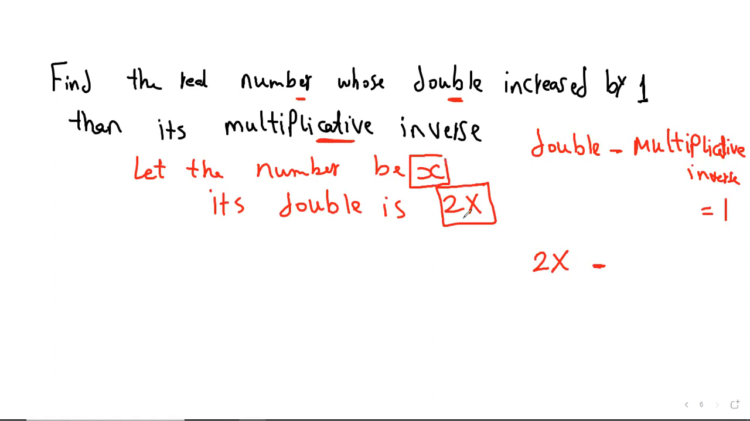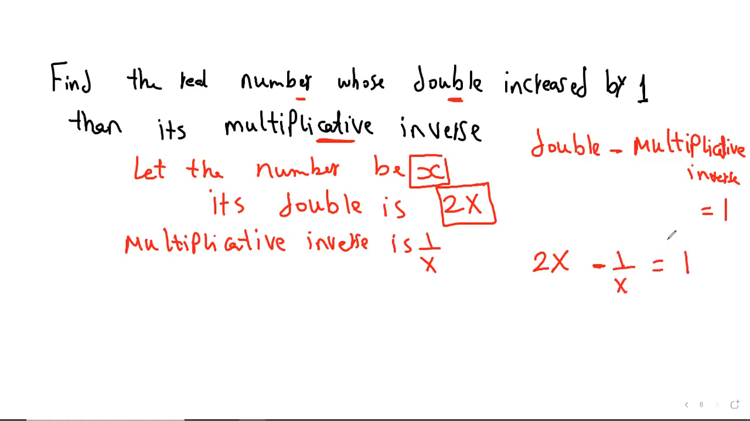So the number is x, its double is 2x, its multiplicative inverse is 1 over x. So 2x minus 1 over x equals 1. That is the right translation of this sentence. The real number whose double is 2x, minus, because it's increased by 1, then its multiplicative inverse. Then 2x minus 1 over x equals 1.